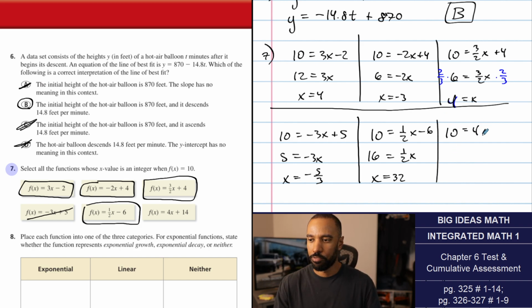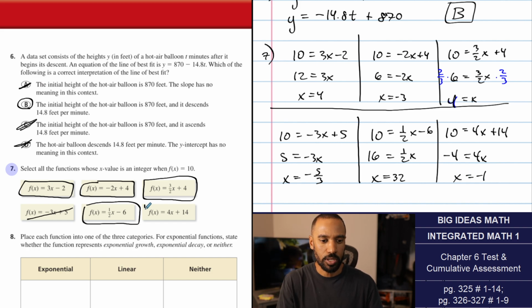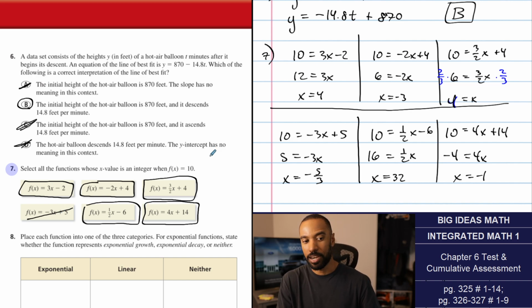10 equals 4x plus 14. Subtract 14. Oh, no, this one actually does work. And you get x equals negative 1. So x equals negative 1 is good. So the only one that doesn't work is the negative 3x plus 5. If that was a minus 5, it actually would have worked out. But nope, not here. So these are checks.